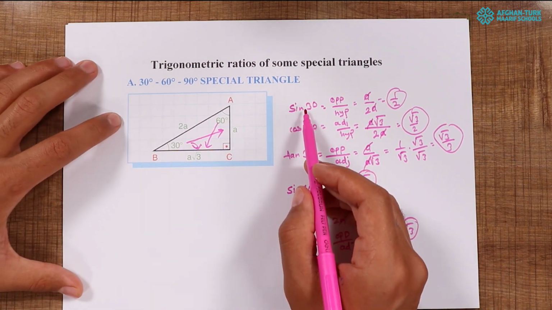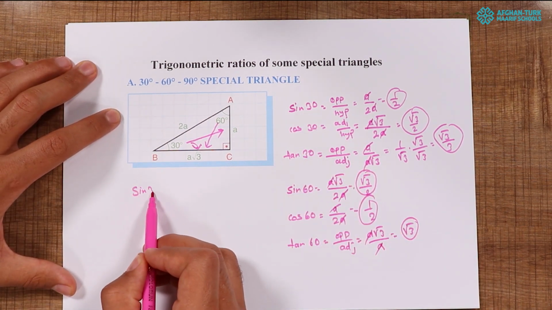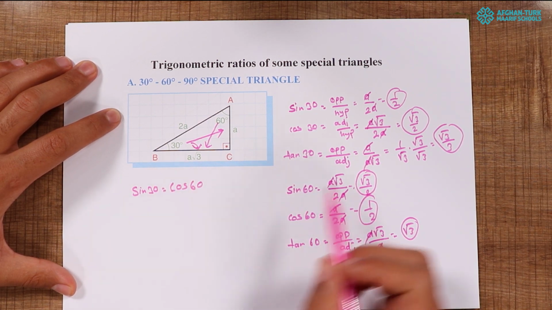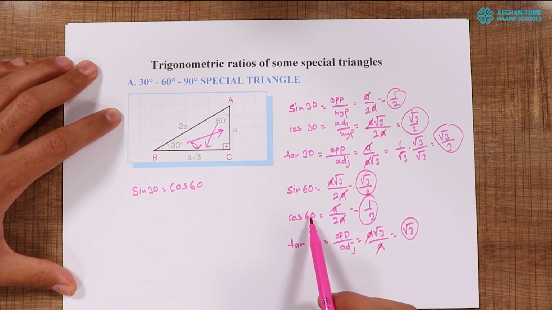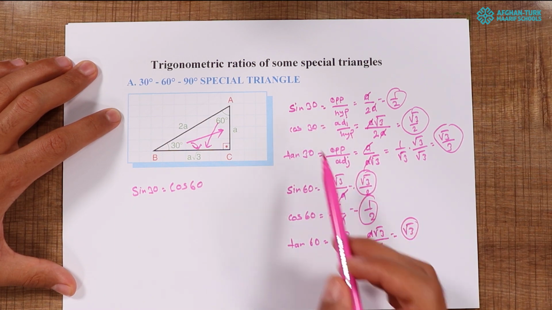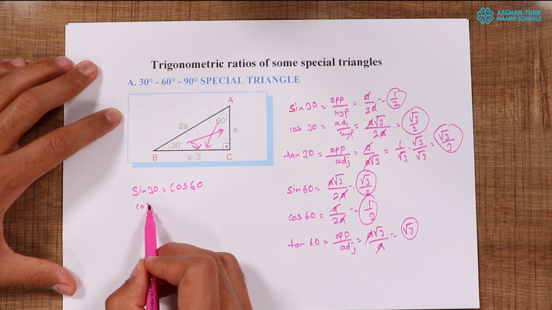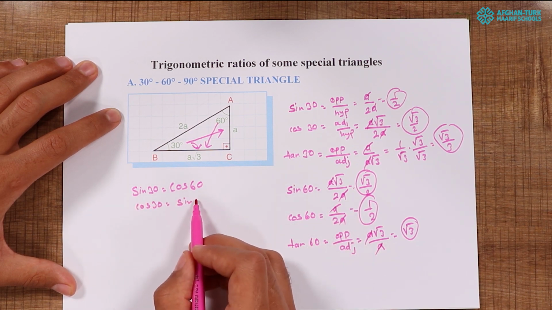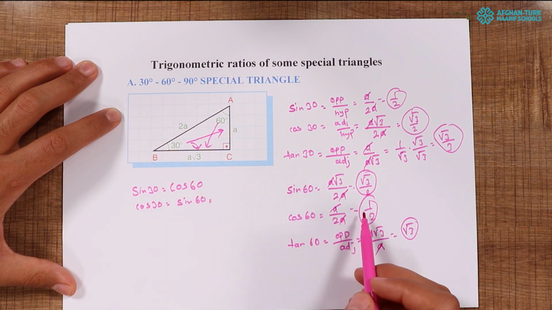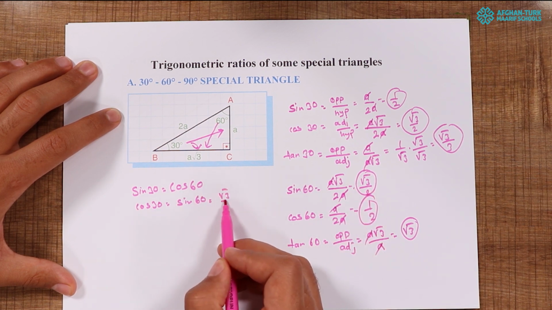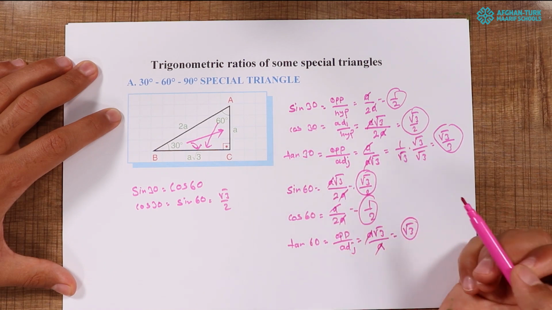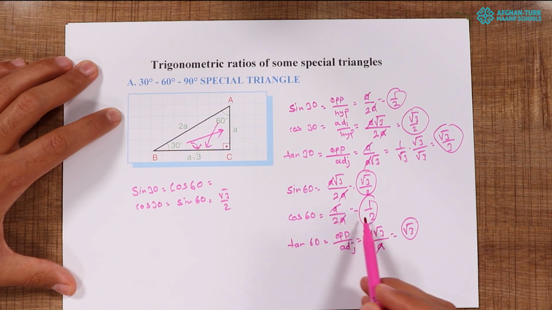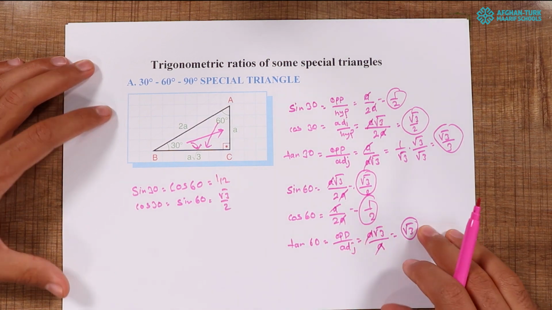So sine 30 is equal to cosine 60, because both sine 30 and cosine 60 are equal to 1 over 2. And also cosine 30 is equal to sine 60. Sine 60 is equal to square root of 3 over 2, and cosine 30 is also square root of 3 over 2. Sine 30 and cosine 60 are equal to 1 over 2. Did you understand?